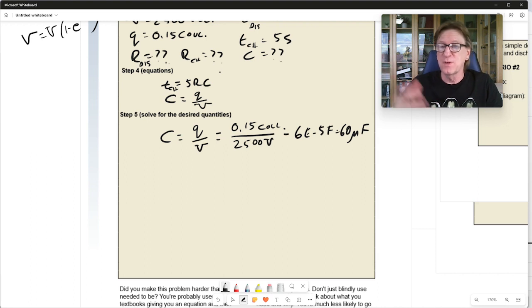A 10 microfarad capacitor is very common. A 100 microfarad capacitor is very common. So this is not an extreme capacitor. This is actually fairly easy to come across.